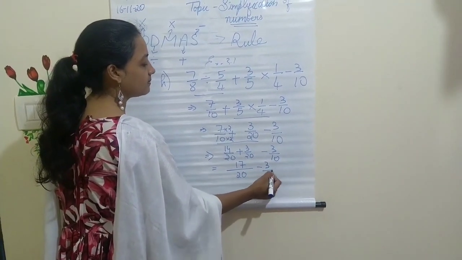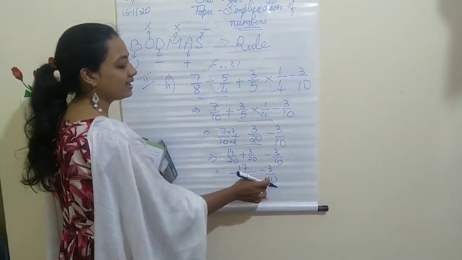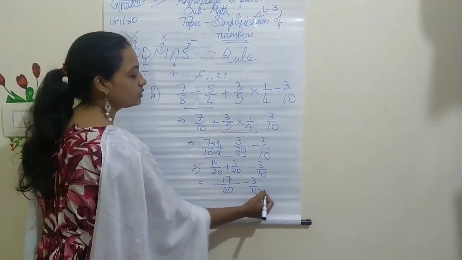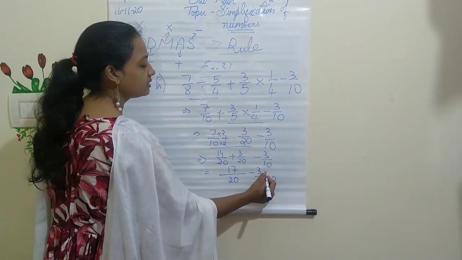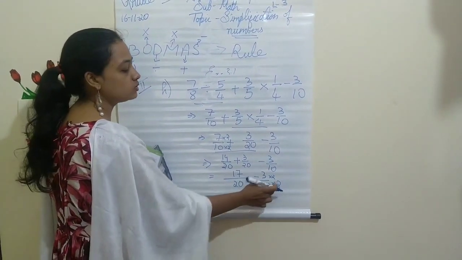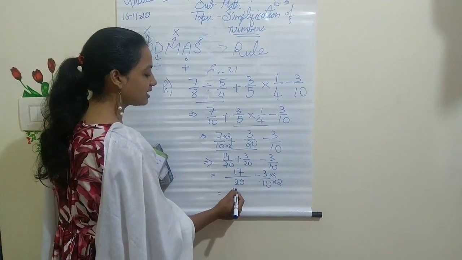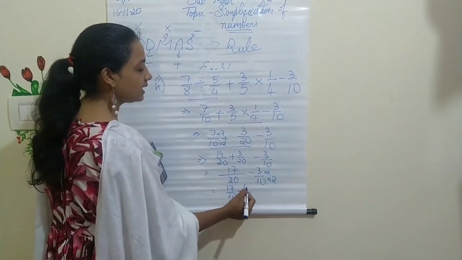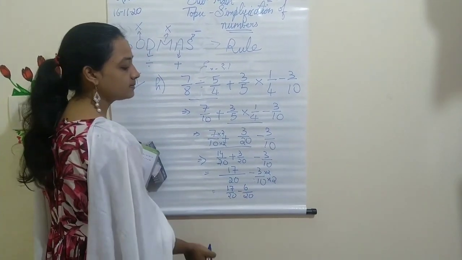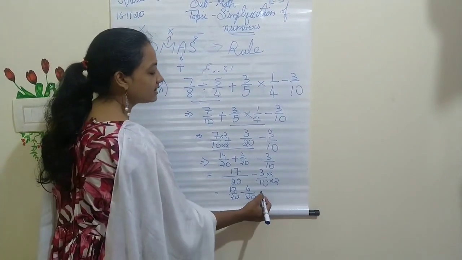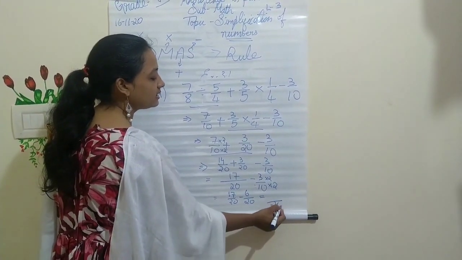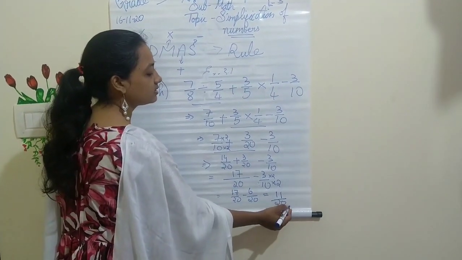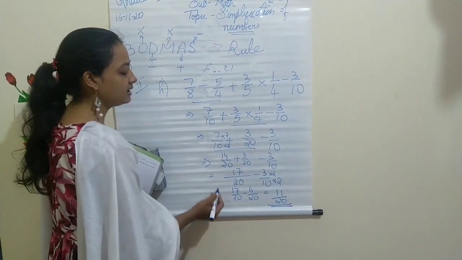Minus 3 by 10. Again, subtraction should also have the same denominator. So when you get the same denominator here, just multiply with 2. So you get 17 by 20 minus 6 by 20. So when I subtract, what is the answer I get? 20 as it is, 17 minus 6 is 11. So this is my final answer.